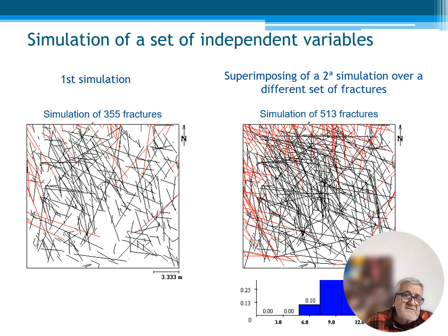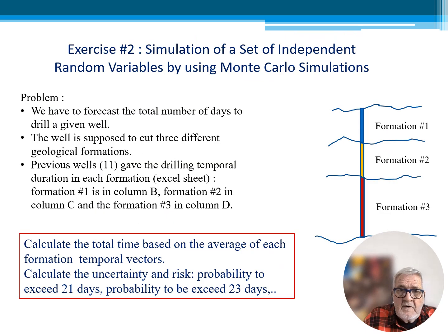And this is important. Sometimes it's an important tool just to evaluate the risk for the exploitation of the marble quarries, to take the right dimension of the blocks and so on. This is the second exercise that I would like to suggest to you, the simulation of a set of independent random variables by using Monte Carlo.